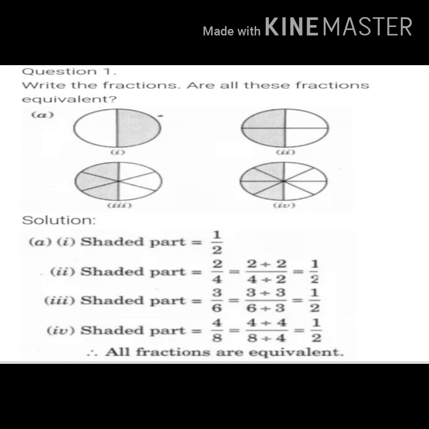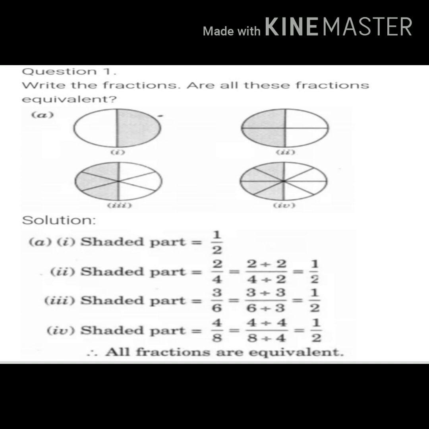But it is not in simplest form. So we will convert it into simplest form by dividing numerator and denominator by highest common factor, that is 2, and we will get 1 upon 2. Third part. In this figure, a whole figure is divided into 6 equal parts and 3 parts are shaded. So we will get a fraction, that is 3 upon 6, but it is not in simplest form. So we will convert it and after simplification we will get 1 upon 2. Fourth part. In this figure, a whole figure is divided into 8 equal parts and 4 parts are shaded. So answer will be 4 upon 8. But it is not in simplest form and after simplification we will get 1 upon 2.